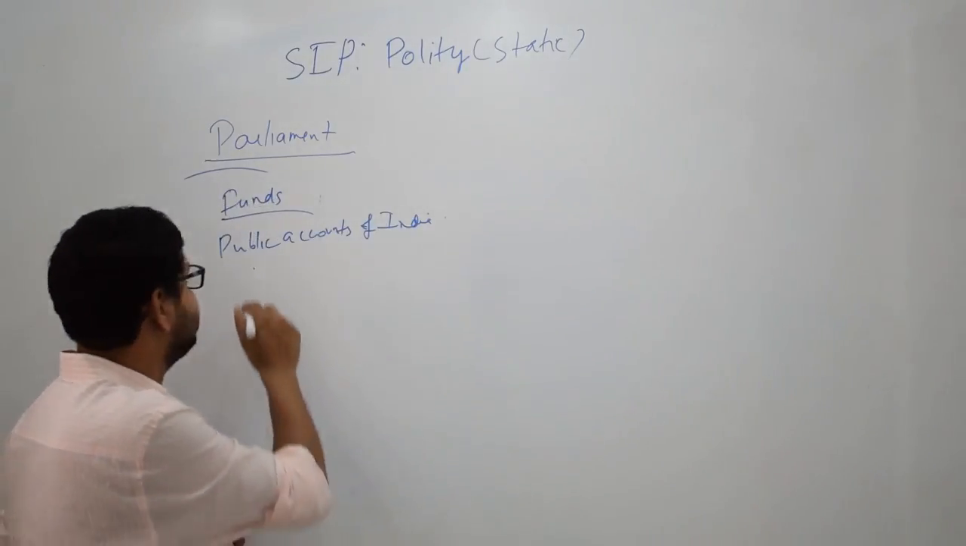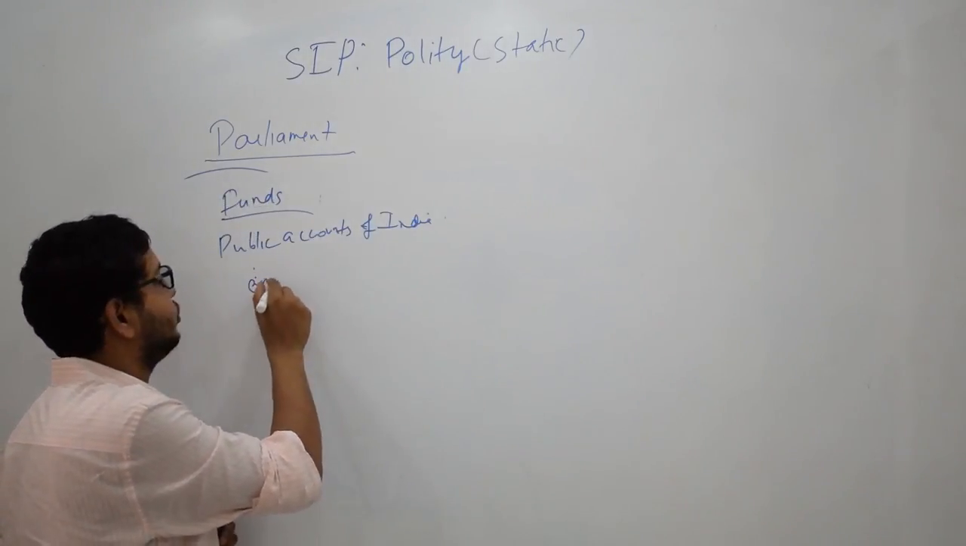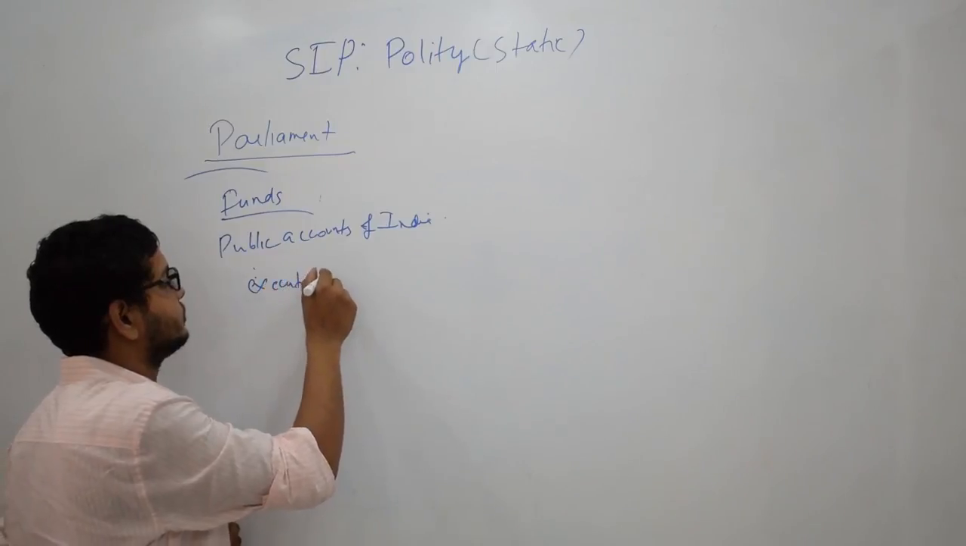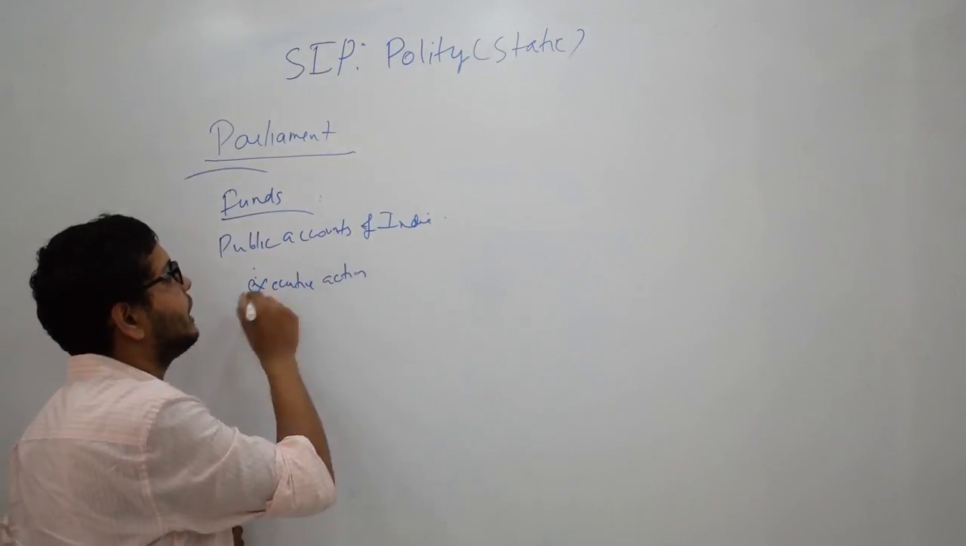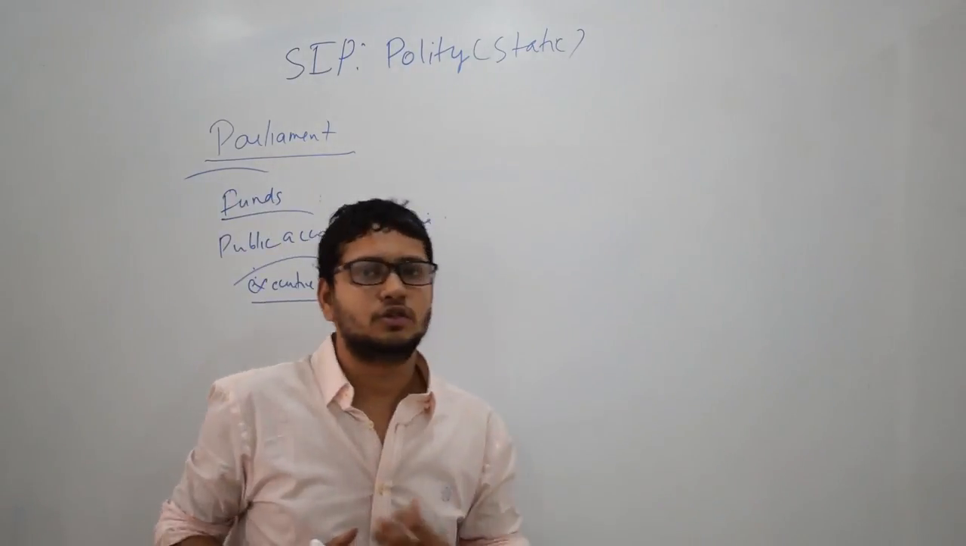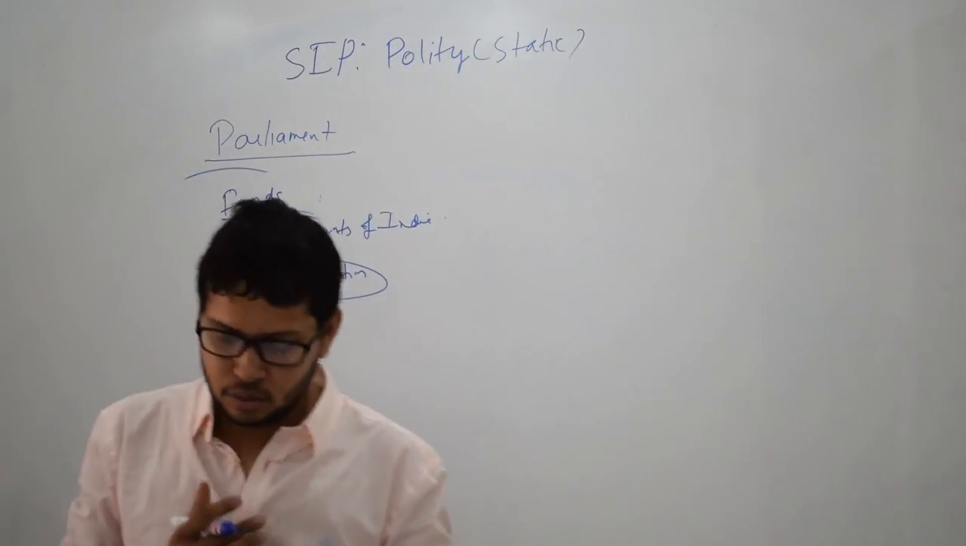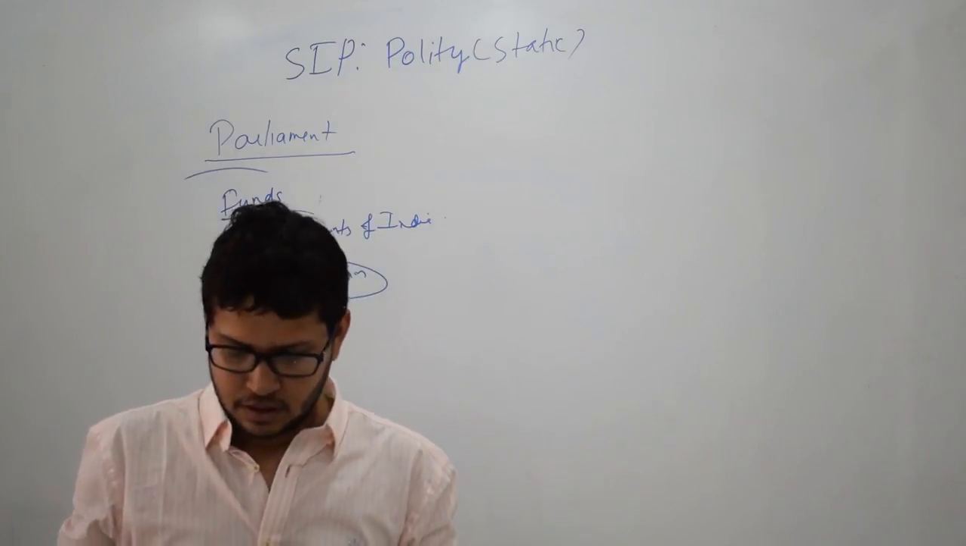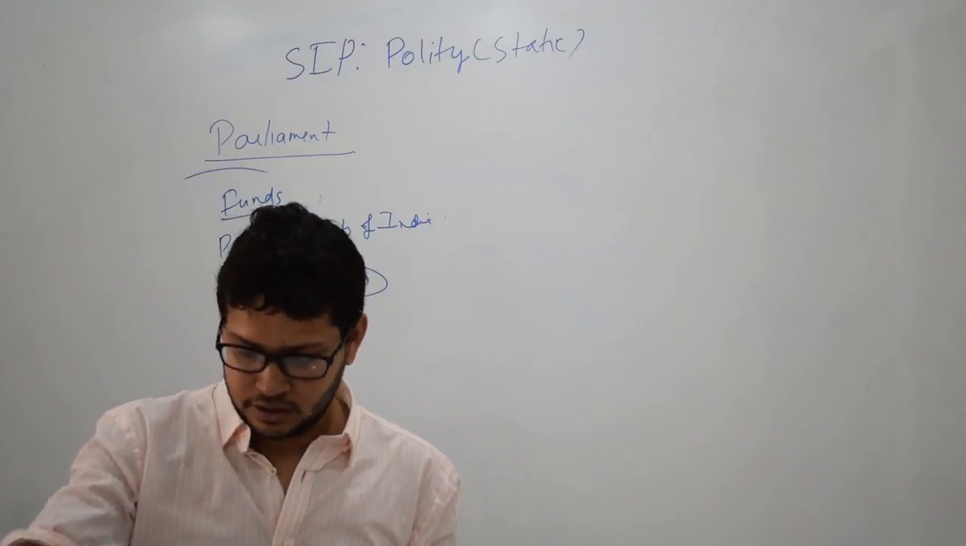Trivia here is that this is operated by executive action only. You don't require parliamentary permission for taking money out of the Public Accounts of India. This is a big trivia you need to understand. Second is the Contingency Fund of India.